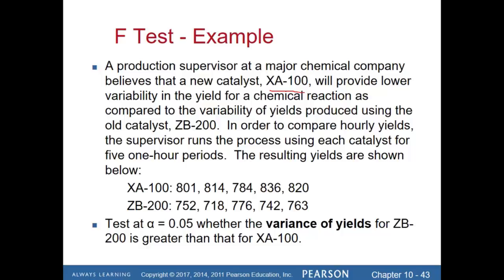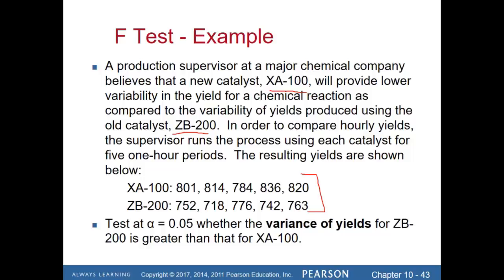We've got a new catalyst that we think is going to give us lower variability, which means more predictability in terms of our yield as compared to the old catalyst. So the new one is XA100, the old one is ZB200. And in order to evaluate this, we've run a little experiment.